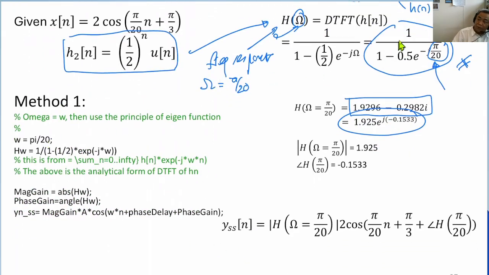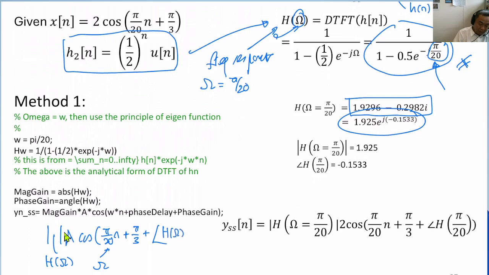We substitute this equation, 1 over 1 minus 0.5 e to the minus j omega, to get H of omega. So this is exactly it. And then we get the magnitude and the phase. And then the steady state is, of course, the magnitude gain, so this is the magnitude of H of omega multiplied by the original cosine, with pi over 20 as the frequency of interest, omega. And the phase shift, the original one, is plus pi over 3, and then plus the angle of H of omega. Okay, that's it.